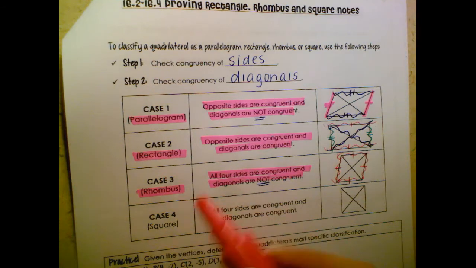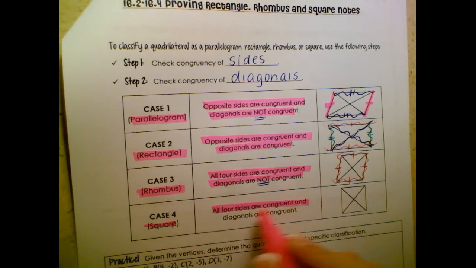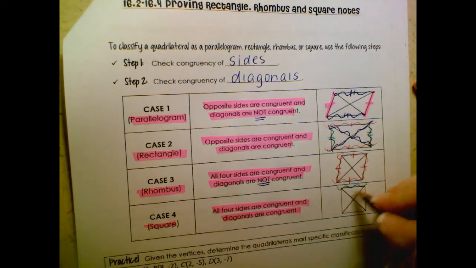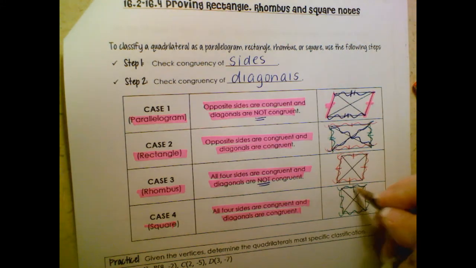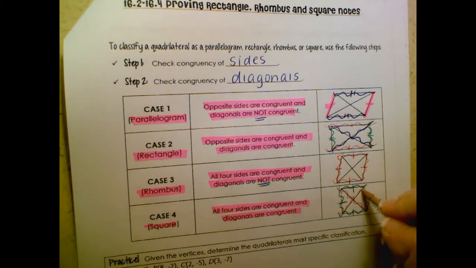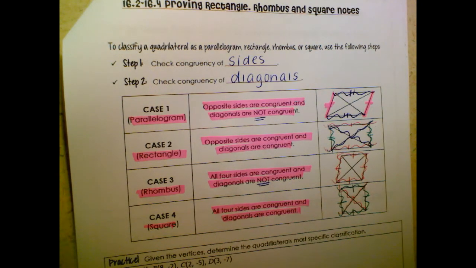And then for a square, last quadrilateral, we're talking about all four sides are congruent and the diagonals are congruent. So all four sides are congruent to each other. So we put a little dash. Then the diagonals are congruent to each other. So those are the same.